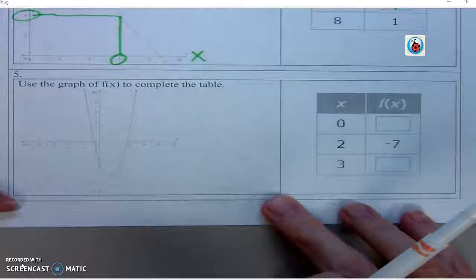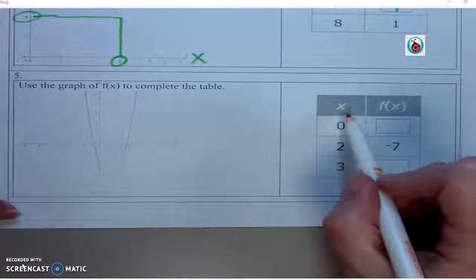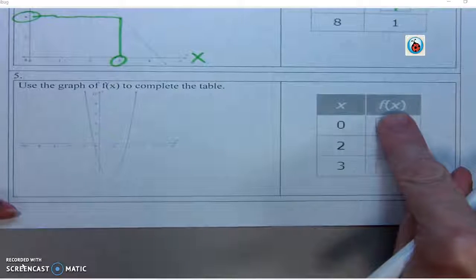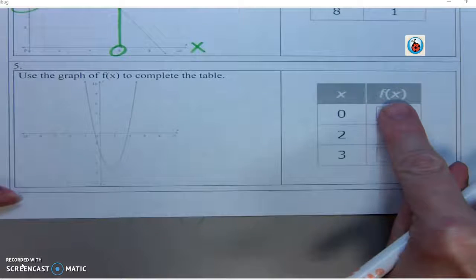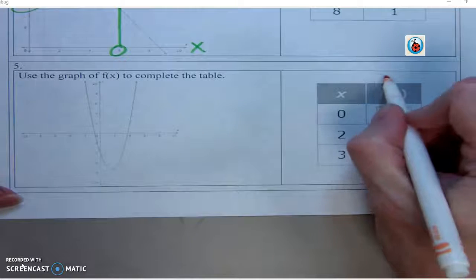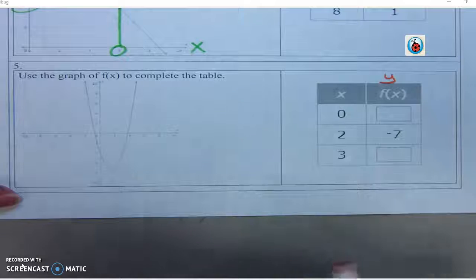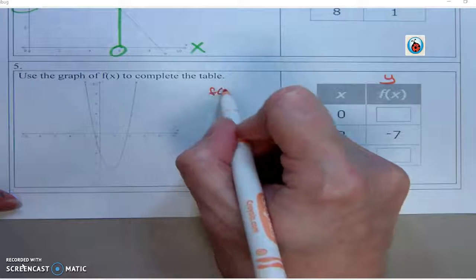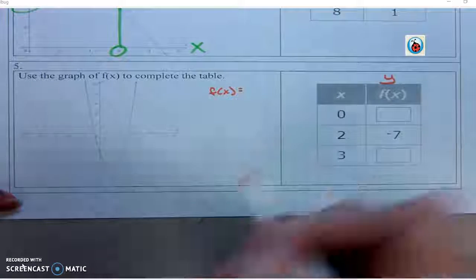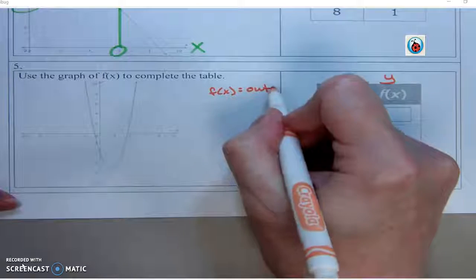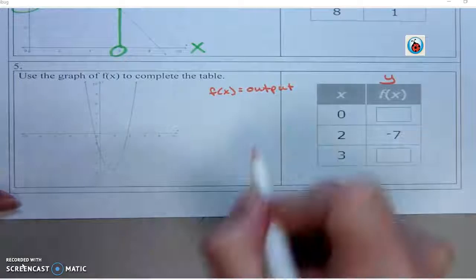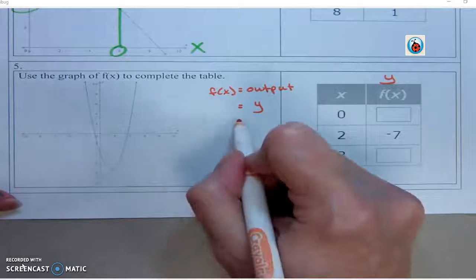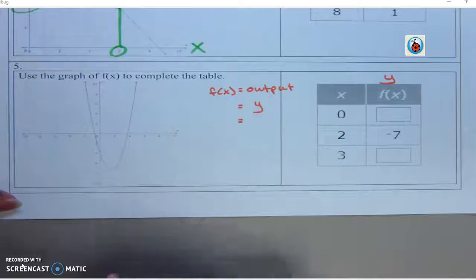Number 5. So number 5, we were given x and f of x. So that's a little bit of a new piece of terminology. F of x is another way to show the y, or the output. That's fine. Let's write a couple quick definitions. F of x is your output. F of x is your y value. It is your dependent.